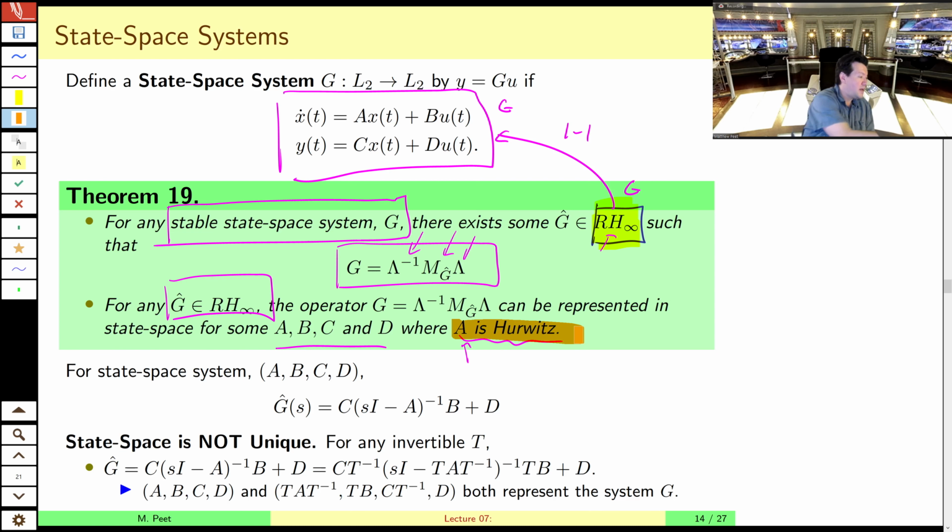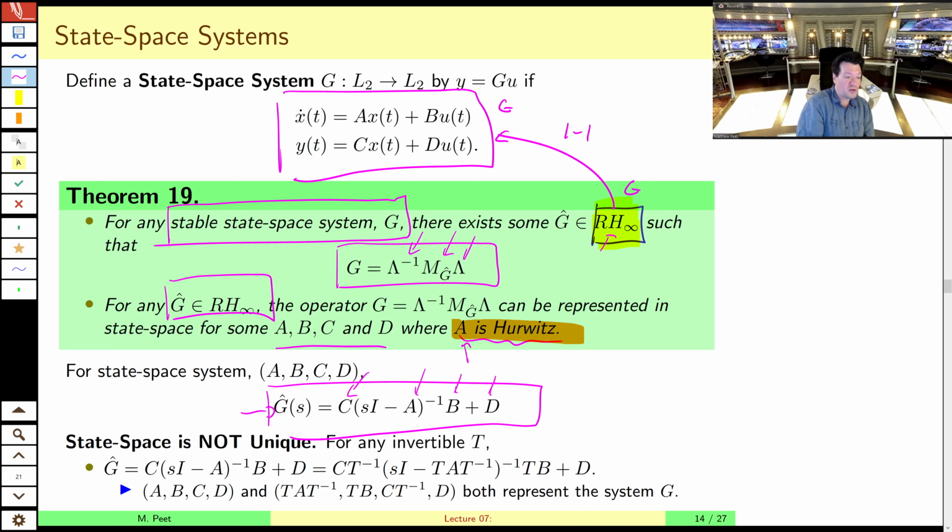And we can go a little bit further. We can actually give this relationship, at least in one direction, between the A, B, C, D matrices and the transfer function itself. I think it's called the matrix pencil, though I'm not actually sure about that right now. But there's this formula which you've probably seen before, which gives you the transfer function for that state space system.